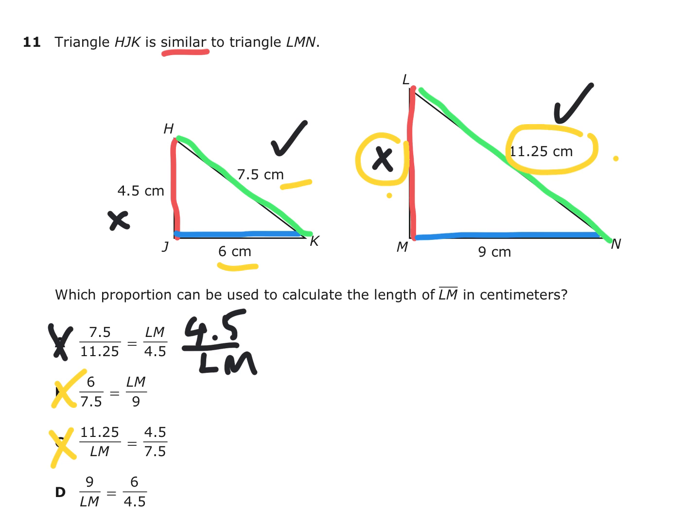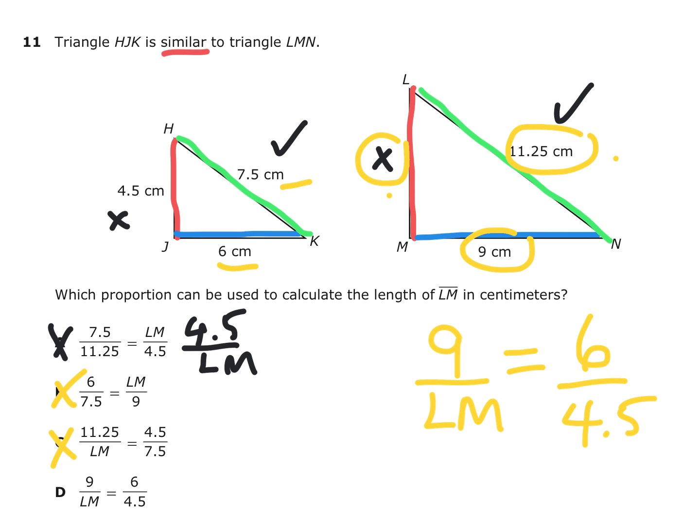So let's take a look at D, because I think this should work. D says that 9 is to LM. So we're going from the base to the height of the large one. Then we should go from the base of the small one to the height. The base of the small one is 6, and the height is 4.5. That one does make sense because we're going from the base here, 9, to LM on the large triangle. And that should be the same thing as going from the base here, 6, to its height, 4.5. So the correct answer here should be answer D.